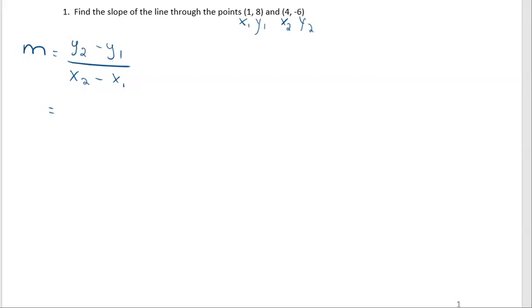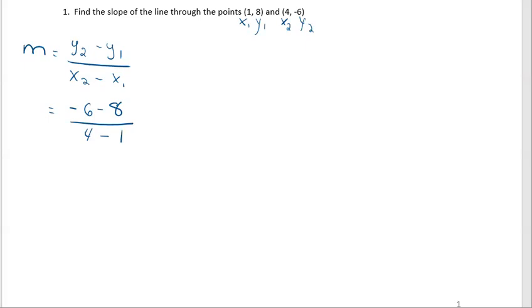So y2, we labeled that as -6, minus y1, we labeled that one as 8. x2 we labeled as 4, and x1 we labeled as 1.